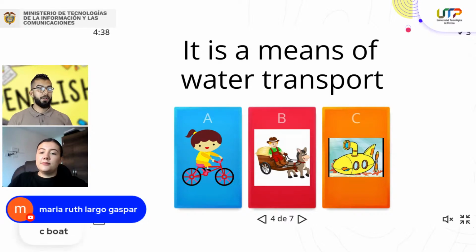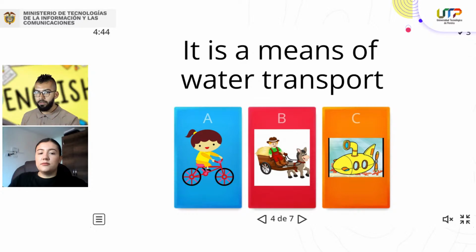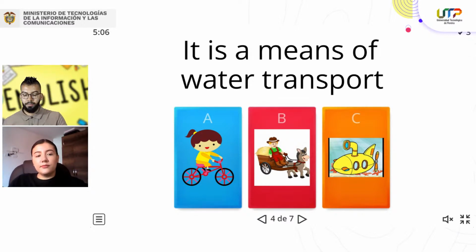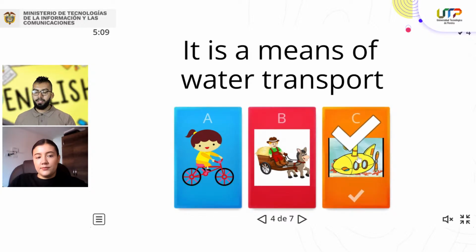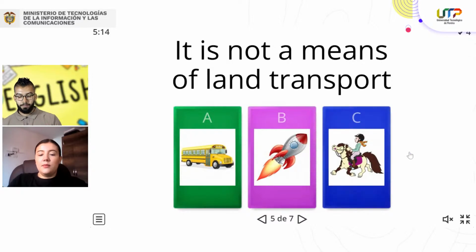Yes, very good. Esa palabra no la habíamos visto, es una palabra nueva, un medio de transporte que no exploramos, pero muy bien a los que la identificaron rápidamente. Miremos allí en el chat los chicos que la escribieron. Vamos a aprendernos esta palabra. This means of transportation is the submarine, right? Submarine. Very good. That's great. B was a carriage, a horse carriage, and A was a bicycle. All right. Perfect to those who answered correctly. Very good, guys. So the submarine is a means of water transportation. That's correct, right? Number 5.